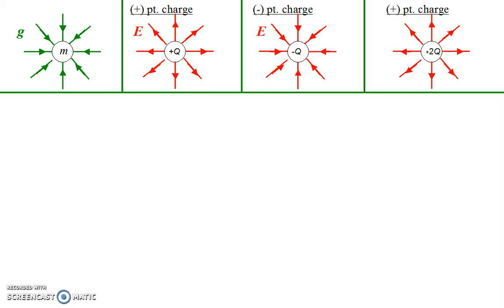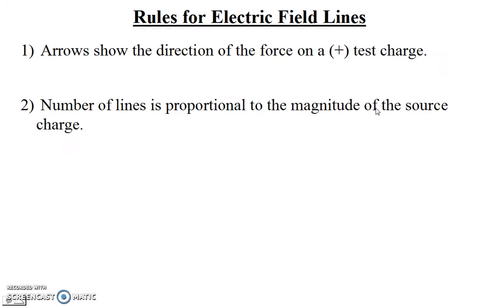And so originally, if a positive charge had 8 lines here, and this is double the source charge, we're now going to draw 16. So you can fill in the gaps there with more and more field lines, now showing the field produced by a charge that is double the amount as this one over here. It's still pointing radially away because a positive test charge will always be repelled by the source charge. This brings us to rule number 2. The number of lines is proportional to the magnitude of the source charge.